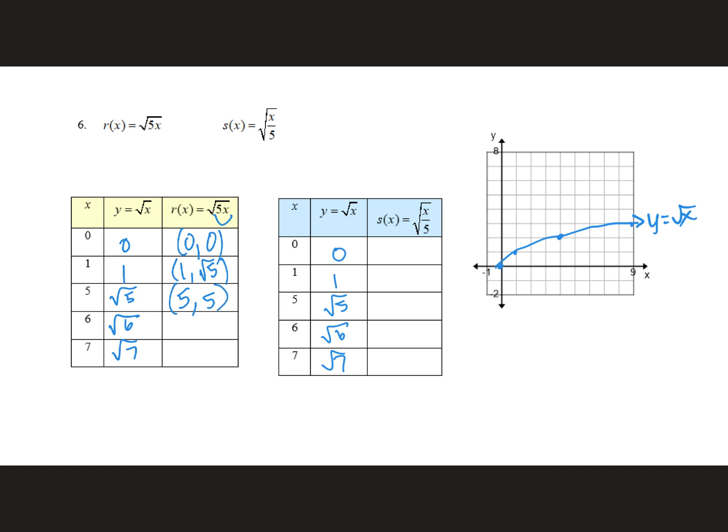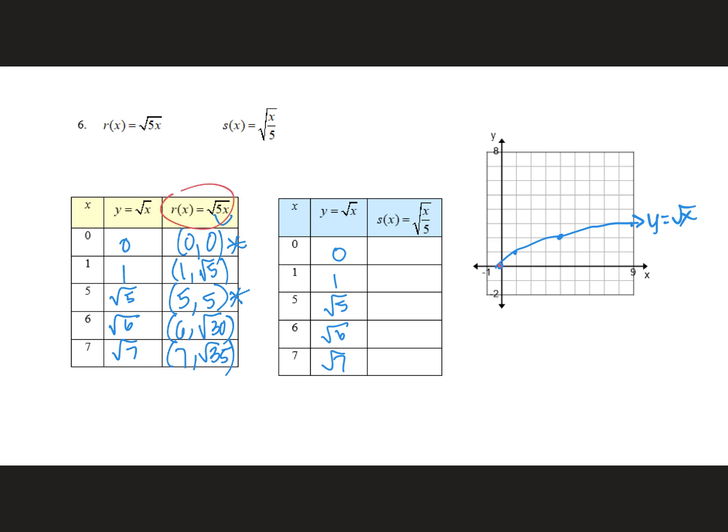And then 6 times 5 is the square root of 30, which is hard to graph. And then this would be the square root of 35, which is also hard to graph. So I'm really looking at this one and this one to show me where the graph is going. So I'm going to take this and I'm going to actually graph this one in red.